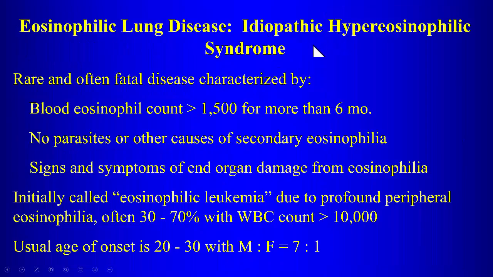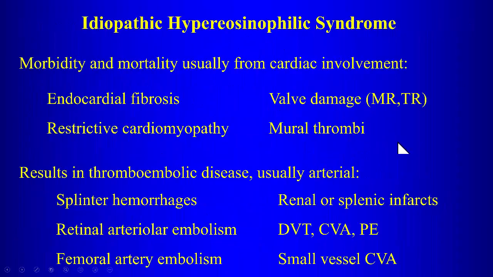In this particular case, it was idiopathic hypereosinophilic syndrome. So these patients can have very high eosinophil counts. There's no real cause for it. Initially called eosinophilic leukemia because of the very high eosinophil counts of these patients. And this can result then in organ damage, especially to the heart, endocardial fibrosis and other types of damage to the heart. And it's also associated with thromboembolic diseases.